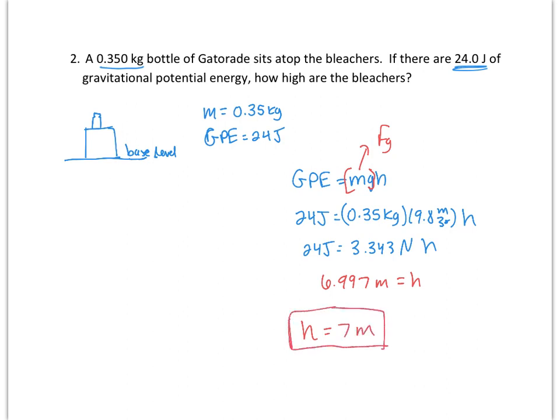Now, where did those meters come from? I divide both sides by 3.43 newtons. The units are joules over newtons. Earlier, I told you a joule was a newton times a meter. Divided by newtons, the newtons cancel, so that's where that unit of meter came from.